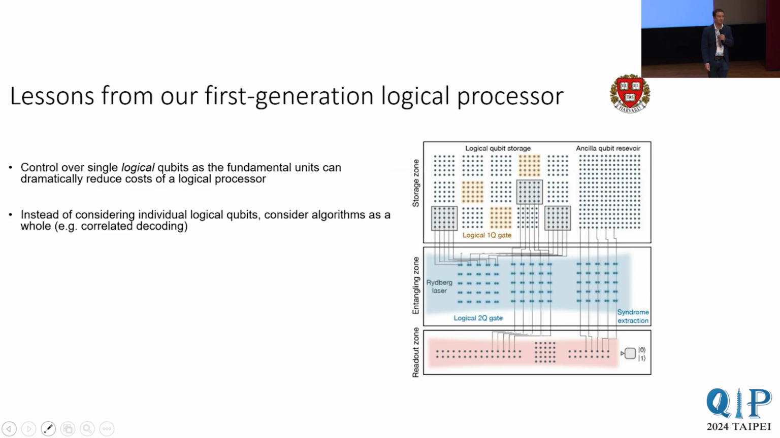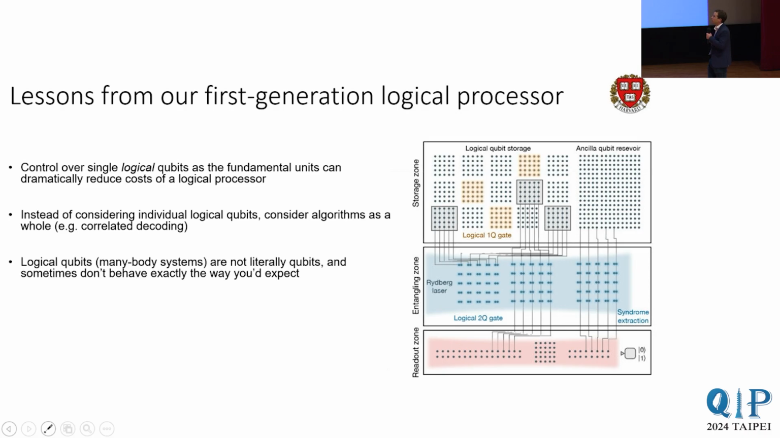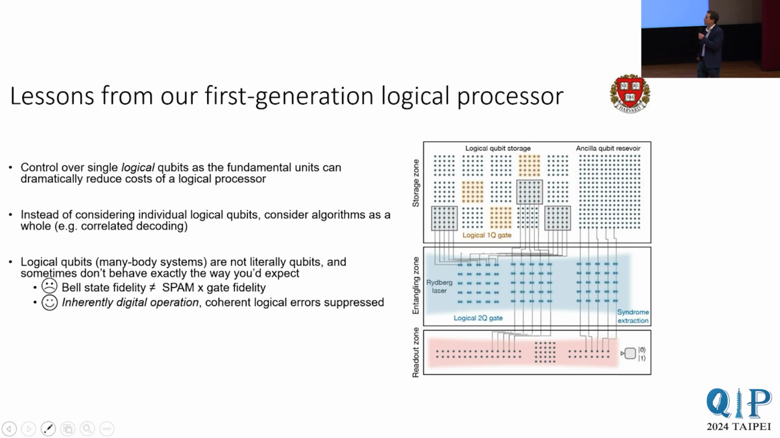Another really interesting aspect that we start to see is that it doesn't really make sense at this scale to consider individual logical qubits. It makes more sense to consider algorithms as a whole. It's actually quite interestingly related to this space-time decoding concept. Another thing that we learned is that logical qubits are not literally qubits. They're many-body systems. They're quite subtle in the way that they behave. They don't always behave in exactly the way you expect. Sometimes it comes with bummers. For example, the Bell state fidelity is not just equal to something like a SPAM times the gate fidelity. These notions are sometimes not so well defined.